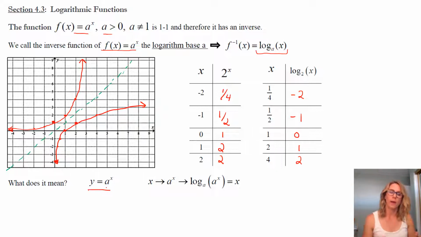We have our basic exponential function here, y equals a to the x. If we take x and put it as our exponent with base a, then we take the log base a of that thing, that's how it's read, log base a of a to the x, we're going to come out with x. We're going to talk about why this is.